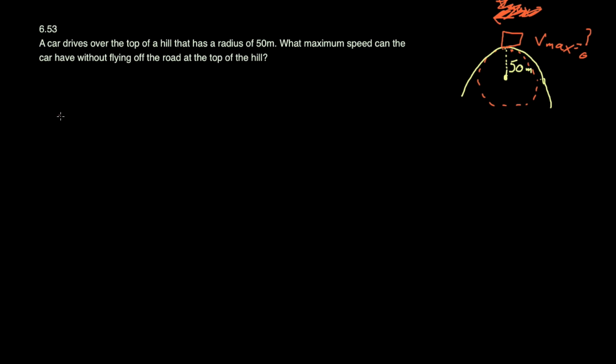Okay, so the first thing we should do is just draw a free body diagram. So here's the car. The car is going to have its weight. It's also going to have a normal force. And the centripetal force is going to be keeping this car moving in the circle over the hill. So we know that F net is going to be equal to centripetal force, which is equal to mv squared over r. And the net force here is just going to be W minus N.